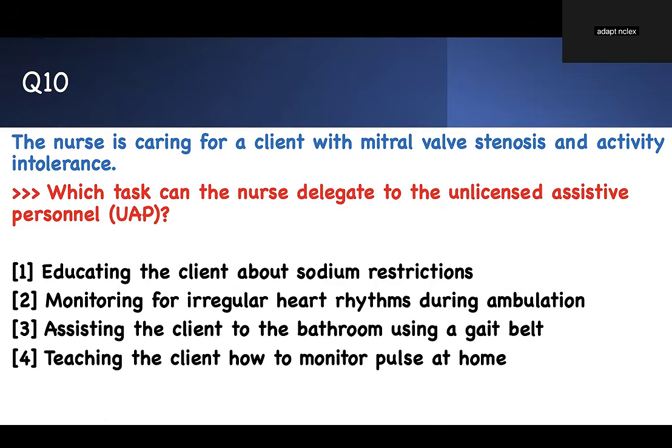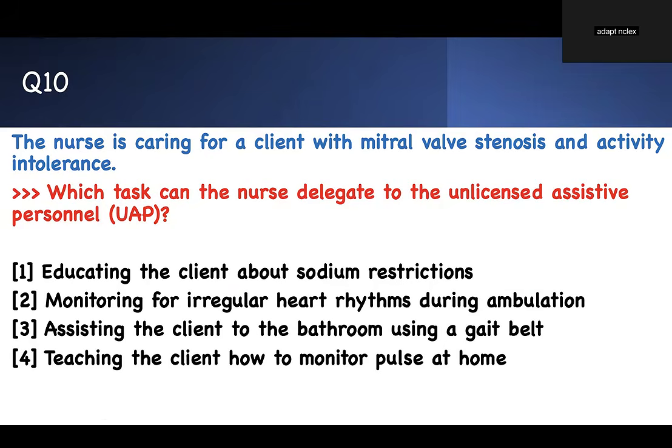They're not supposed to be educating the patient. You're not supposed to be monitoring anything. You're not supposed to be teaching anything. All they need to do is assist. Therefore, I look for the option about assisting with ADLs.